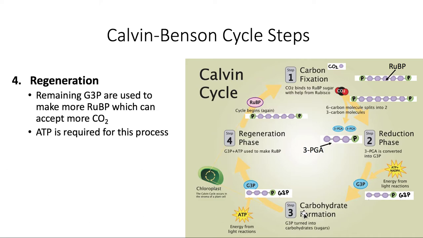The last step is called regeneration. So we made some glucose and we're left with some G3P, and these G3Ps are going to be used to help us make more RuBP so that we can run the Calvin cycle again. And that RuBP can then go accept more CO2 and we can make more sugar. In this process, ATP is also required, which again came from those light-dependent reactions. So the last part is called regeneration, where the G3Ps are going to be used to make more of these RuBPs, and we can start the process over again.